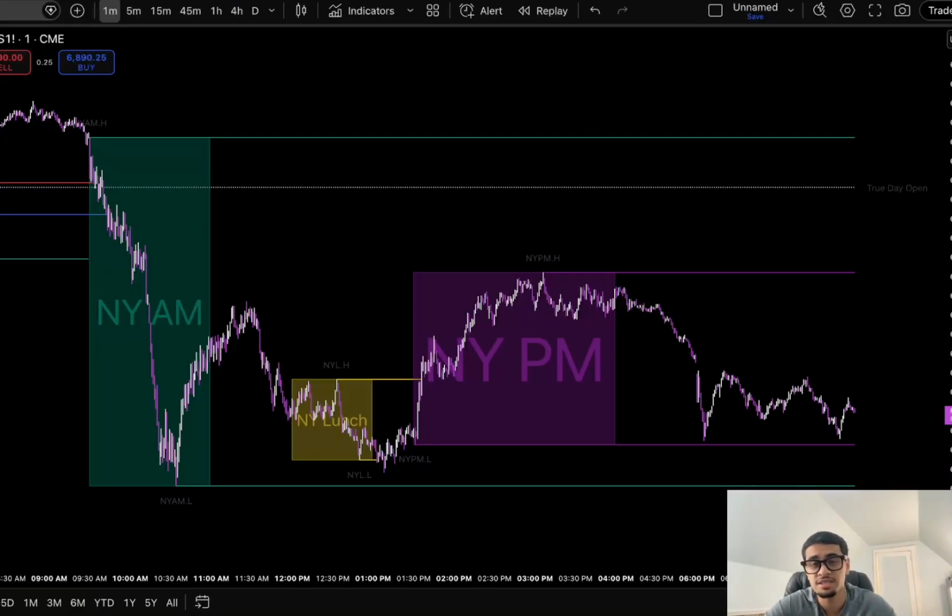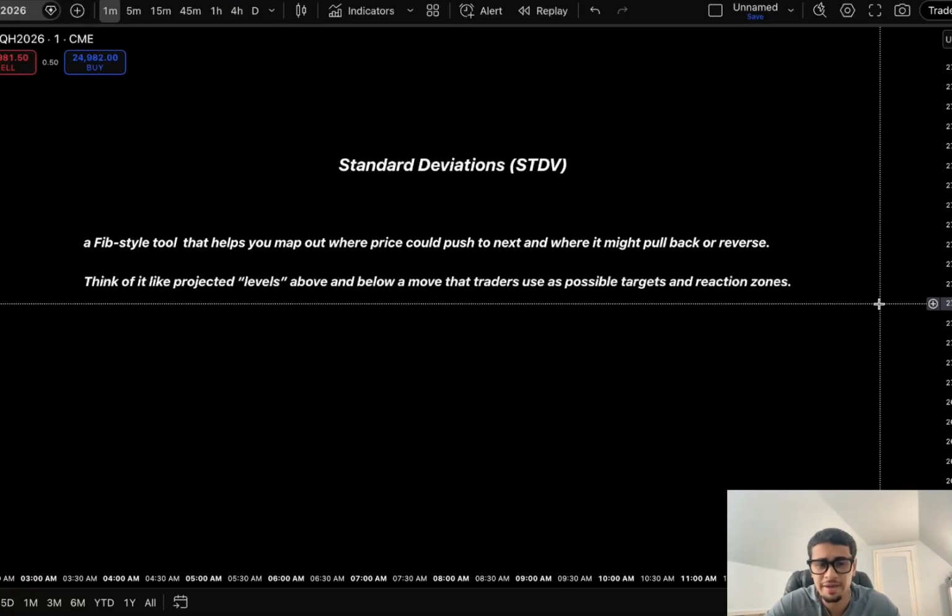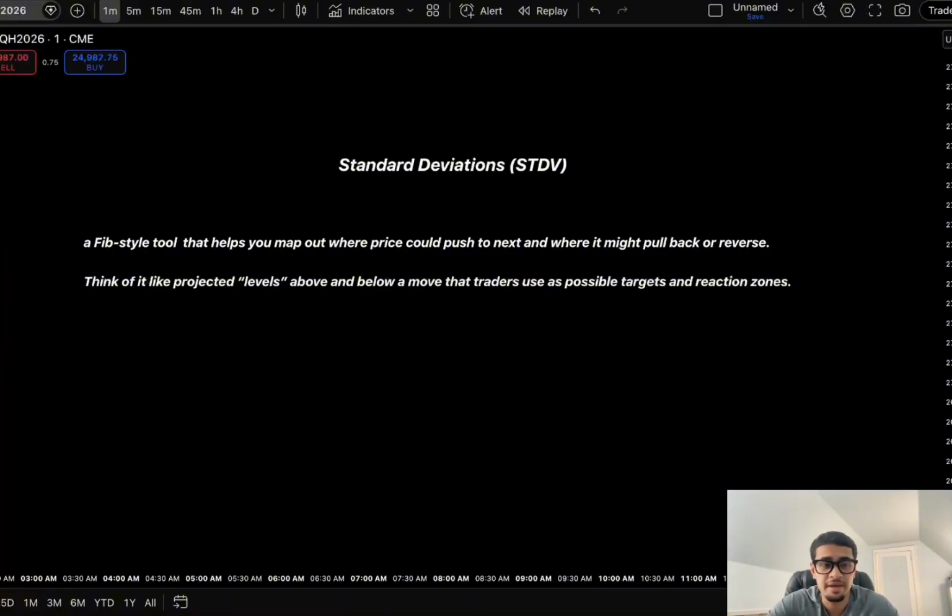One of the ways I do this is with standard deviations. And before we get started, let me just explain to you guys what standard deviations are. Standard deviations are basically a fib style tool that helps you map out where price could push to next and where it could pull back or reverse. So think of it like projected levels above or below a move that traders use as possible targets or reaction zones. And don't worry guys, I'm gonna explain everything to you.